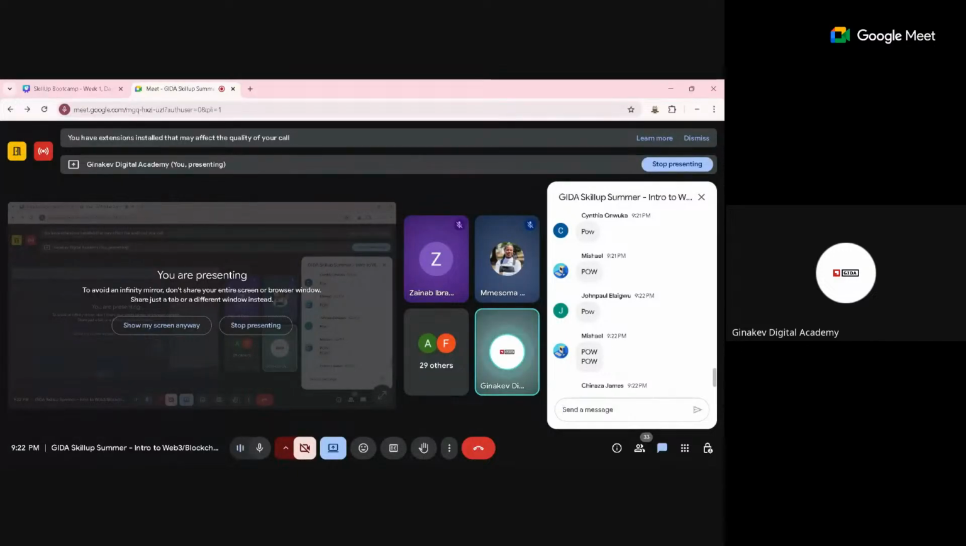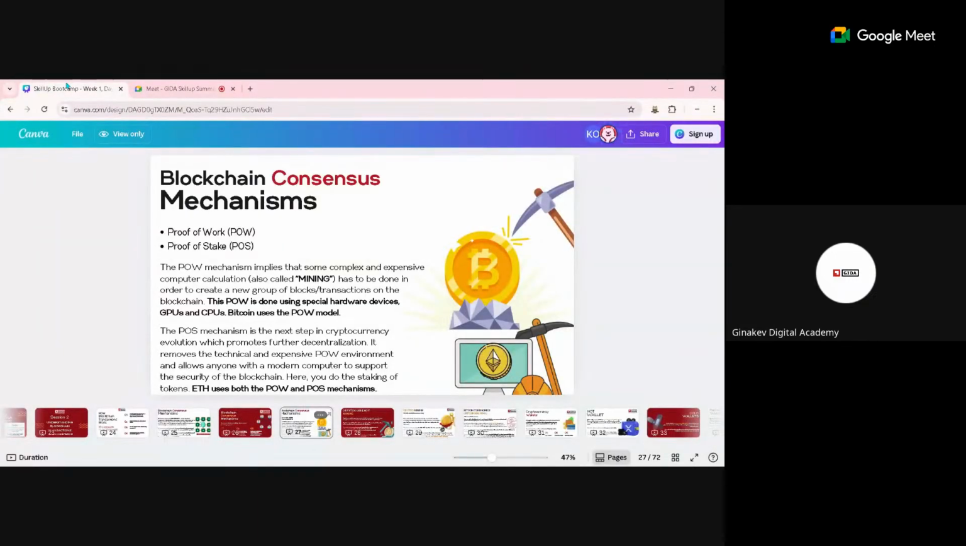So now I'll proceed to the next one, which is proof of stake. So in your writing, you want to write something like POS, called proof of stake. That's the next one.